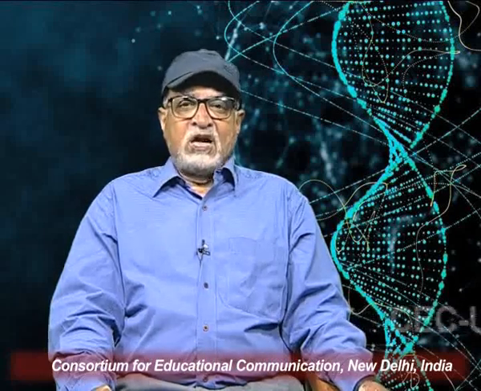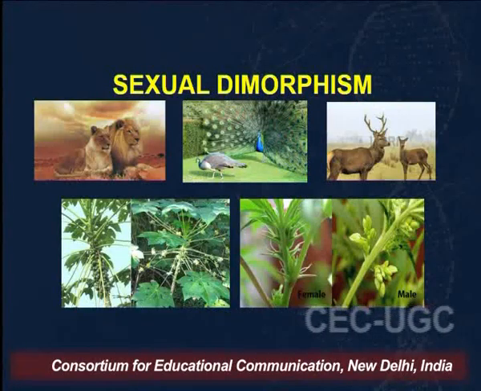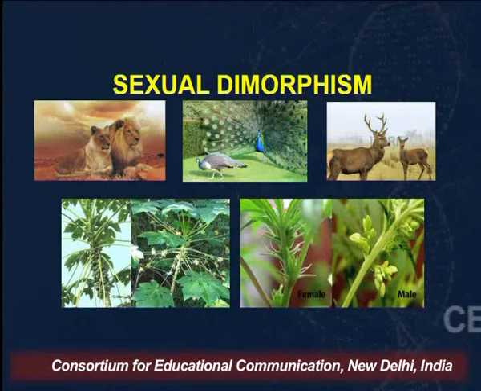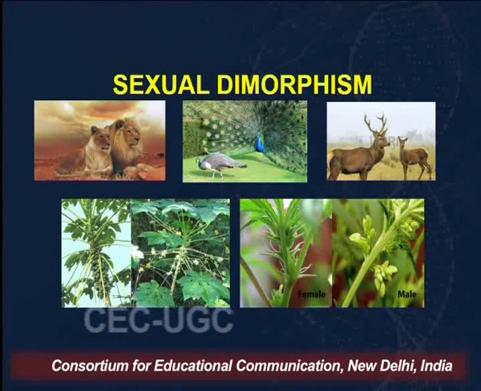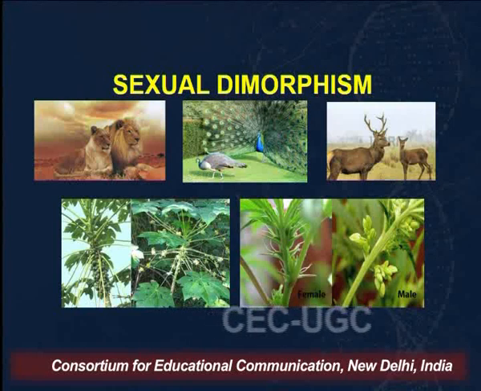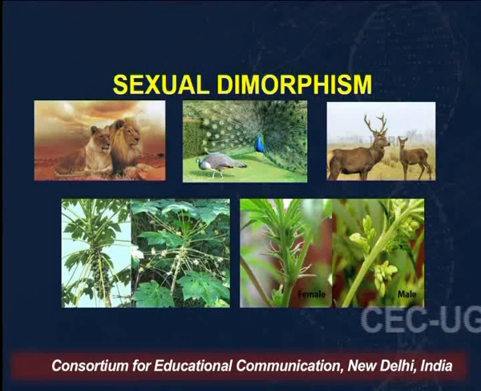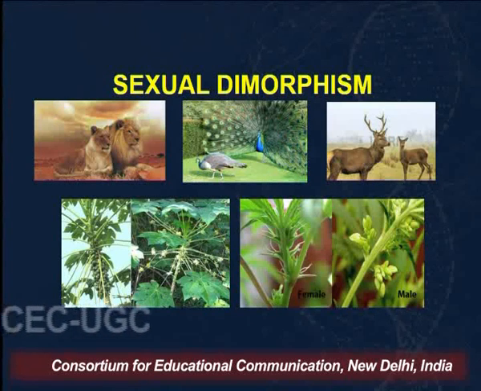Sometimes these differences are very subtle, but in some cases they are even exaggerated, and they are highlighted in terms of their utility. As we would see on the screens, a picture shows you different types of examples. In animals, the classical example is of a lion and a lioness, a peacock and a peahen, and the male and the female deer.